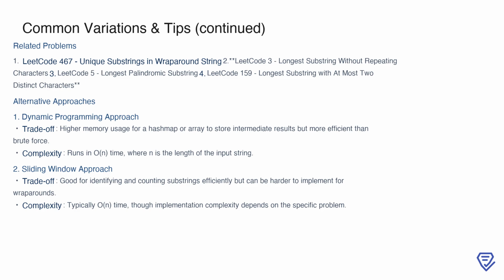In terms of alternative approaches, dynamic programming is a powerful method to solve wraparound string problems. This technique uses extra memory, such as a hash map or array, to store intermediate results, but it's far more efficient than brute force, achieving O(n) time complexity.